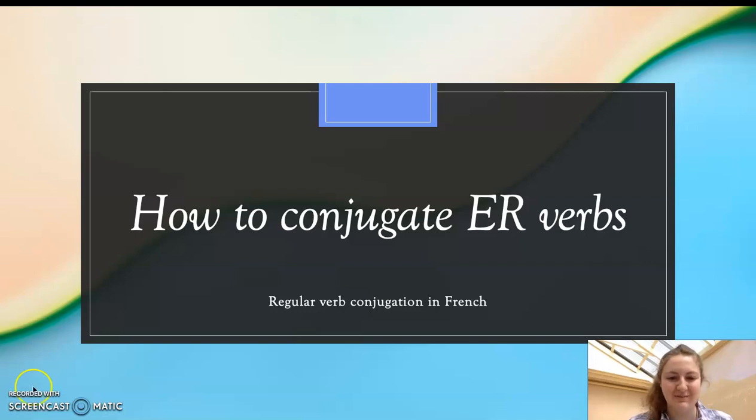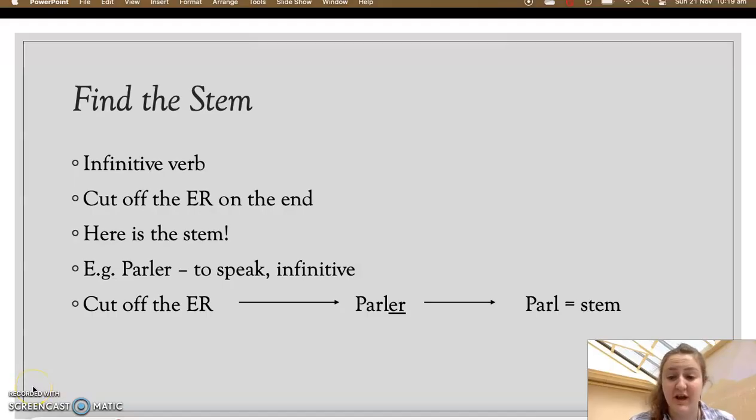Let's get started. The first thing you're going to have to do when you're conjugating regular ER verbs in French is finding what we call the stem. Now, regular ER verbs come in their infinitive form.